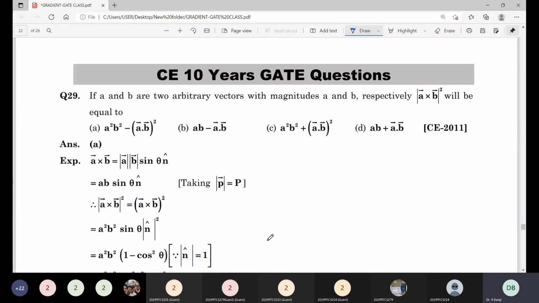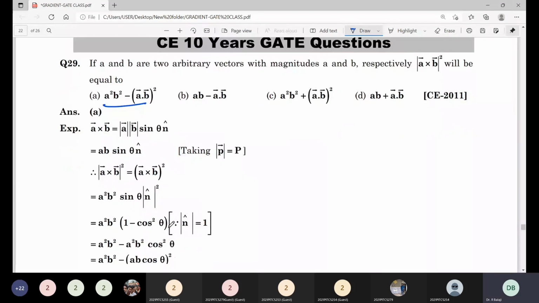If A and B are two arbitrary vectors with magnitudes A and B, then A vector cross B vector whole square will be equal to, option A is the correct answer. We know that A cross B is equal to modulus of A vector into modulus of B vector sin theta n cap, so AB sin theta n cap. So modulus of A cross B whole square can be written as A square B square into sin square theta, where n cap is nothing but 1. So A square B square into (1 minus cos square theta).